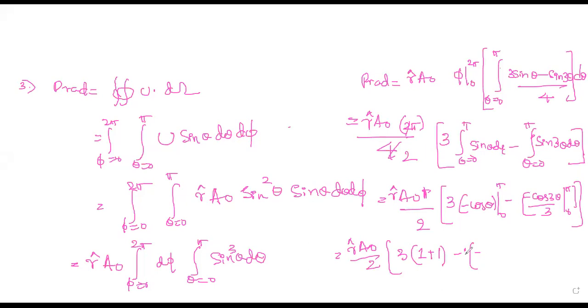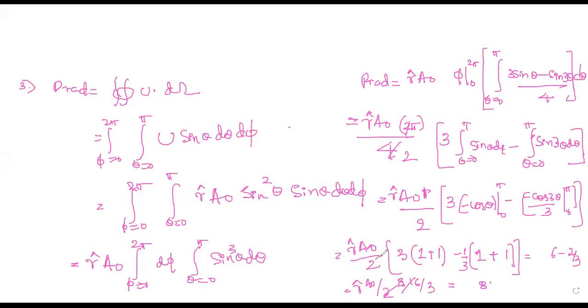Here 1 by 3 you can take outside for the time being. What is cos 3 pi? Minus 1 or plus 1? Minus 1. So you have minus into minus, plus 1. Minus into minus plus, cos 0 is again 1. So you'll be left with the value r cap a naught by 2. This is 2 3s are 6 minus 2 by 3. So you have 6 3s are 18 by 3, into 16 by 3. We'll have 16 by 3. 2 8s are 16. So you're getting the power radiated as 8.